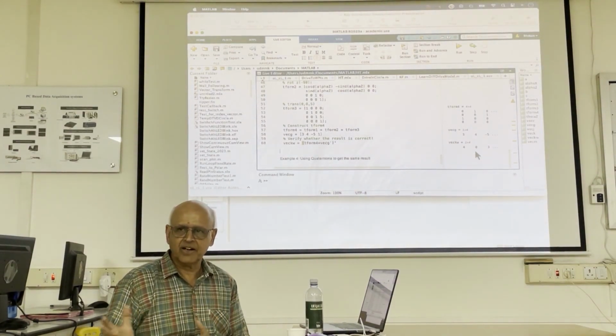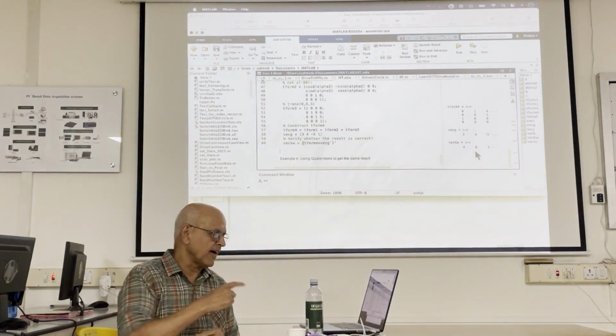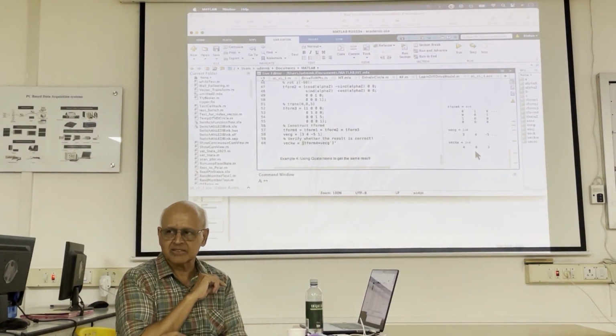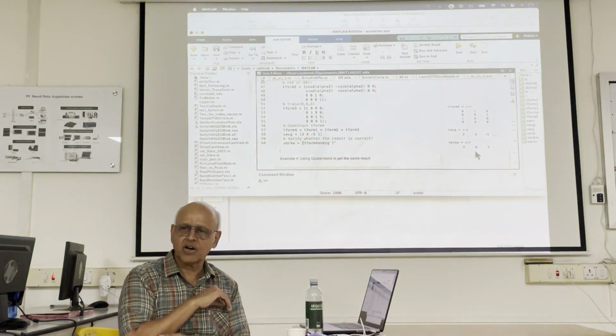Otherwise, if you're afraid of that, you should use quaternions. So this afternoon, we'll see what the problem of gimbal lock is. And then we'll do quaternions. And then after that, we can move on to localization and mapping.